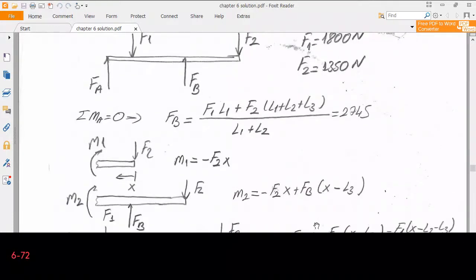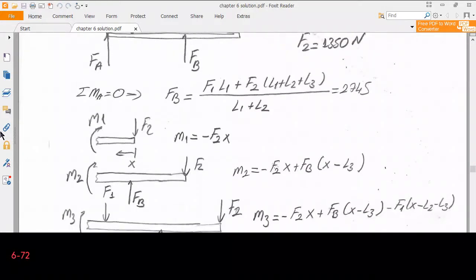Okay, so this is M2. Finally, I will make the last cut between point A and force F1. Therefore, M3 is equal to the moment generated by F2. So this is minus F2 multiplied by X. Then I have the contribution of Fb, that is Fb multiplied by X minus L3, because it will try to balance the M3. And finally, F1, again it is negative, minus F1 times X minus L2 minus L3.